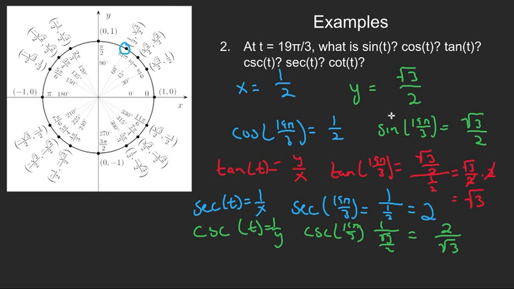Lastly, we have cotangent. So cotangent is the reciprocal of tangent, which means this is x over y. So cotangent of 19 pi over 3 is equal to 1/2 over root 3 over 2, which is just 1/2 times 2 over root 3. So we cancel out the 2's, we are left with 1 over root 3.